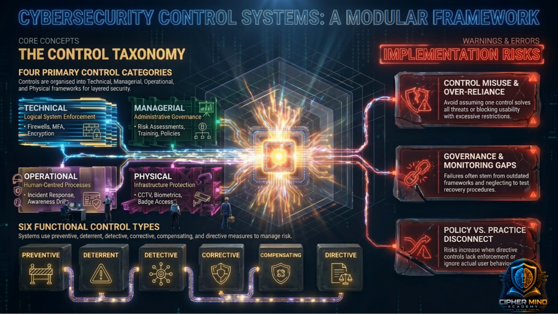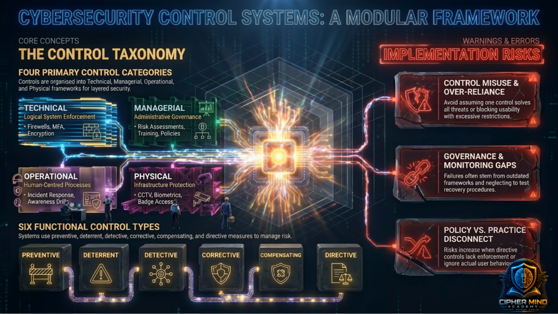Now let's look at the control types. Control types describe the function of the control. Preventive controls stop incidents before they happen. Deterrent controls discourage attackers from attempting an attack. Detective controls identify and alert on suspicious activity. Corrective controls help restore systems after an incident occurs.